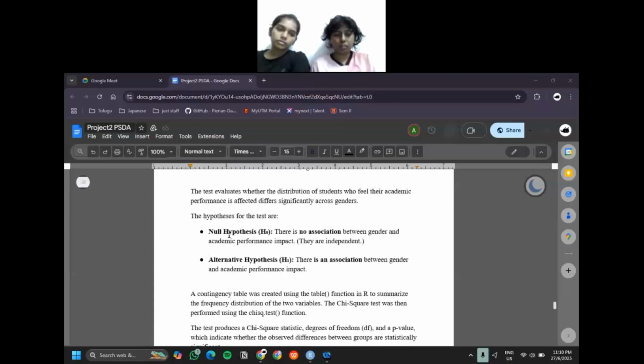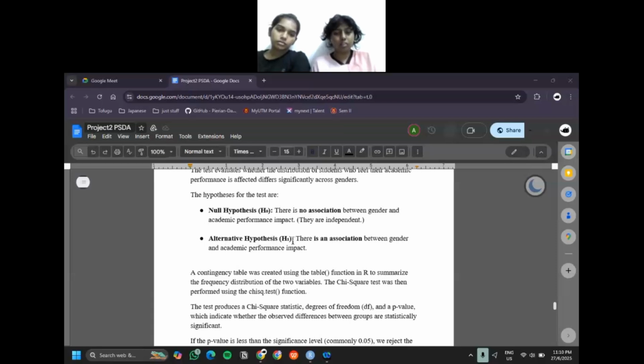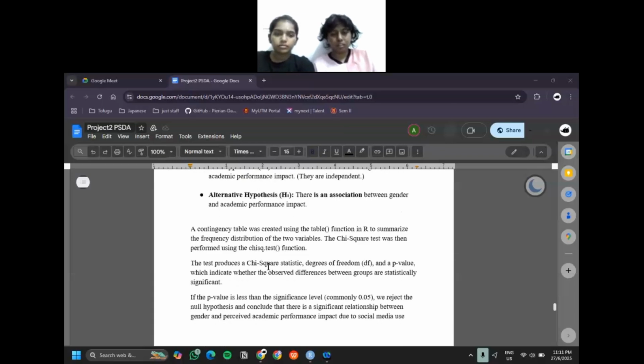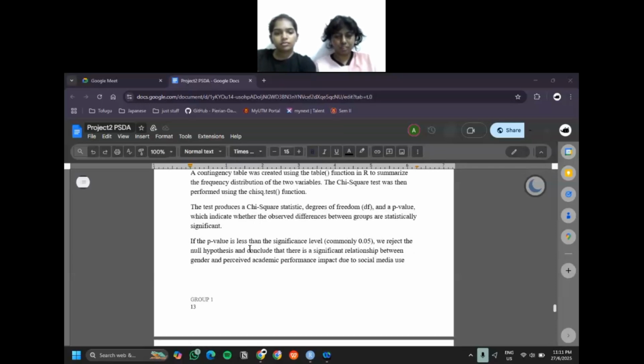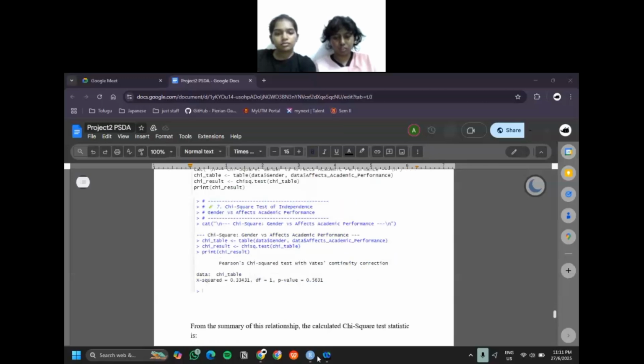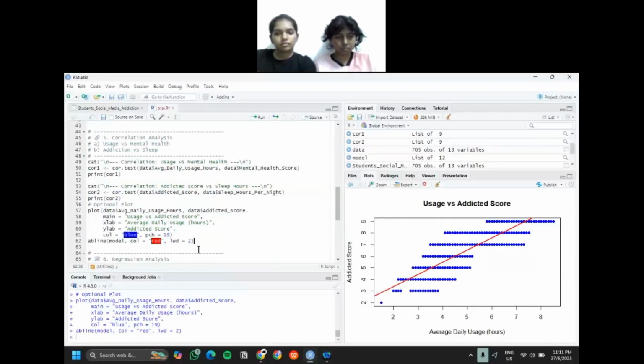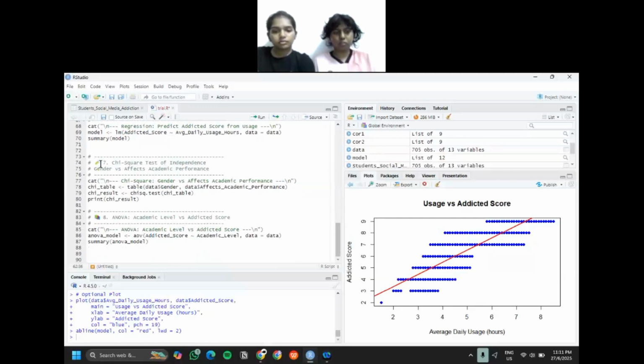For our null hypothesis, there's no association between gender and the academic performance impact. For the alternative hypothesis, there is an association between gender and the academic performance impact. A contingency table was created using the table function in R to summarize the frequency distribution of the two variables, and the chi-square test was then performed using the chisq.test function. So I'll just show the code here. There's no graph for this one.